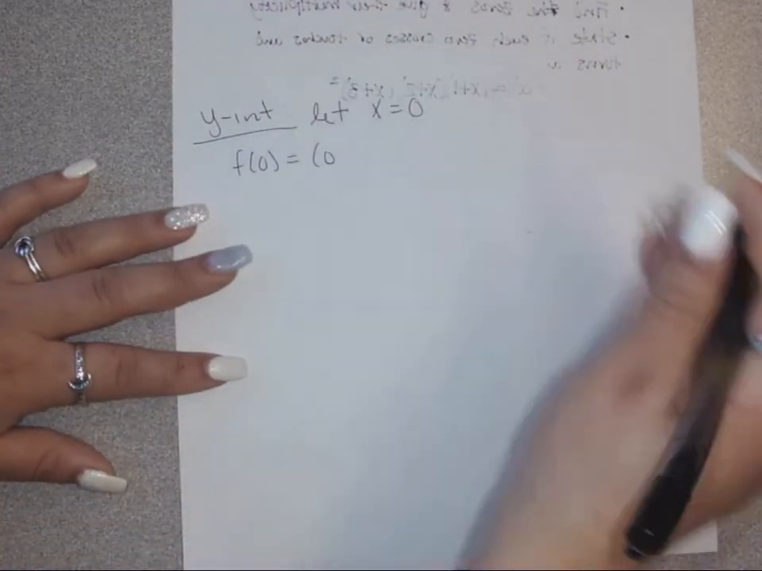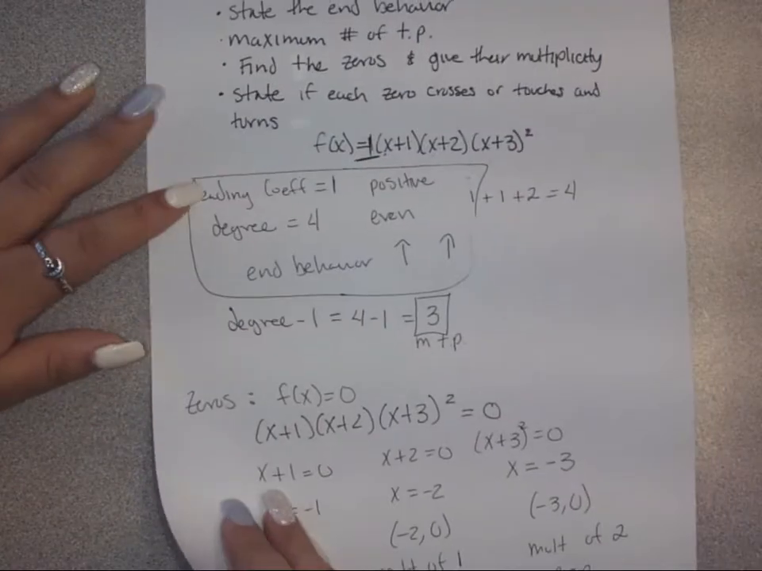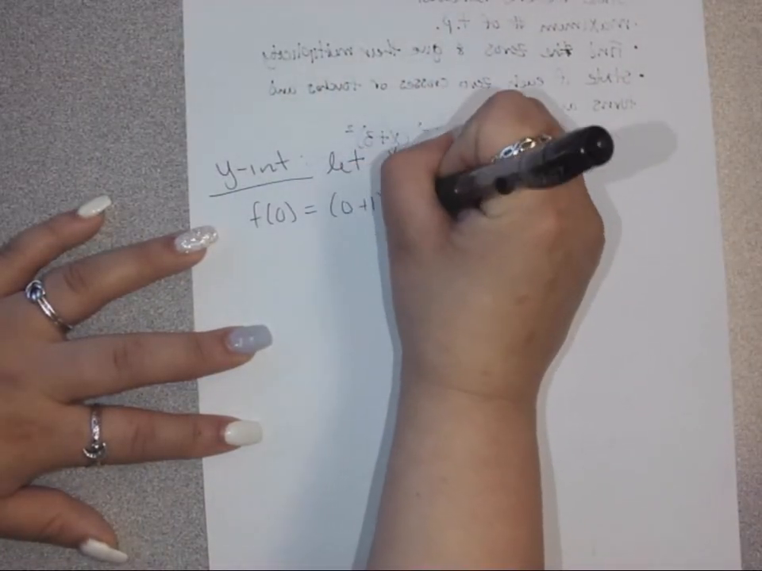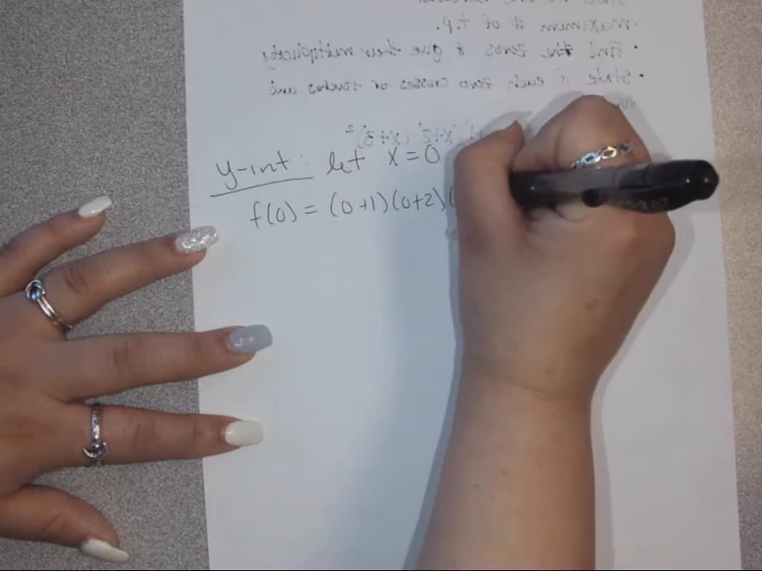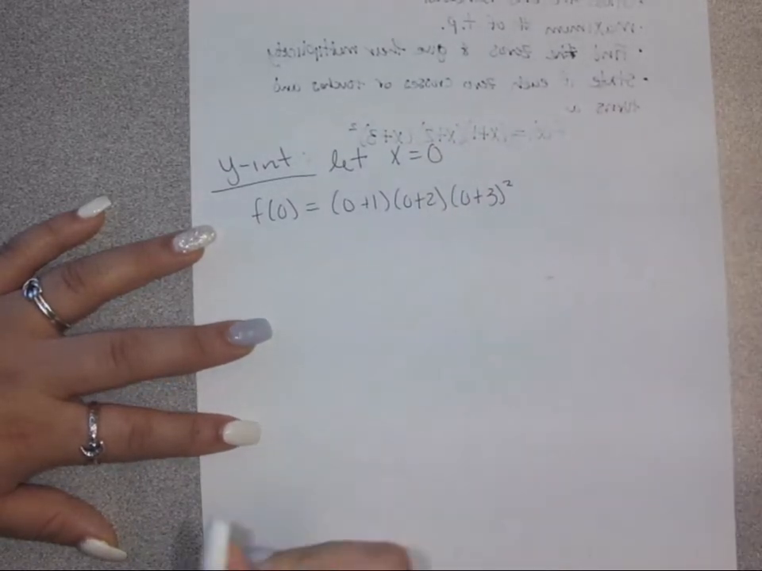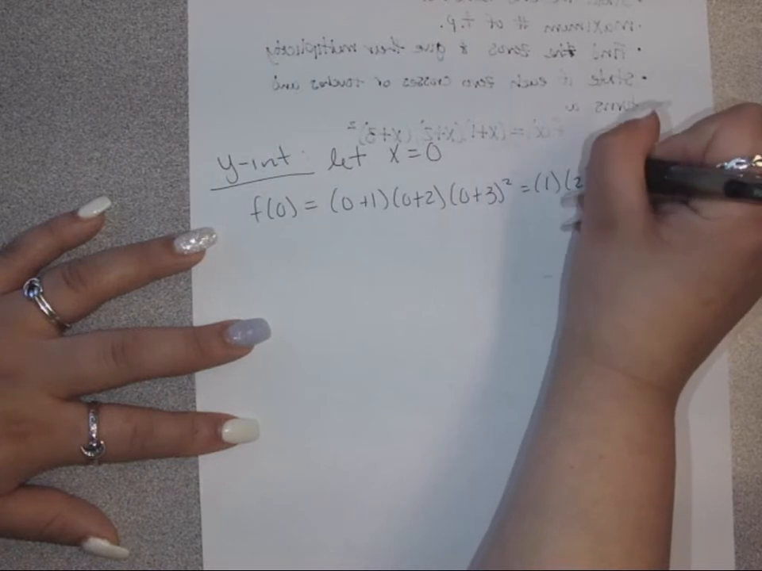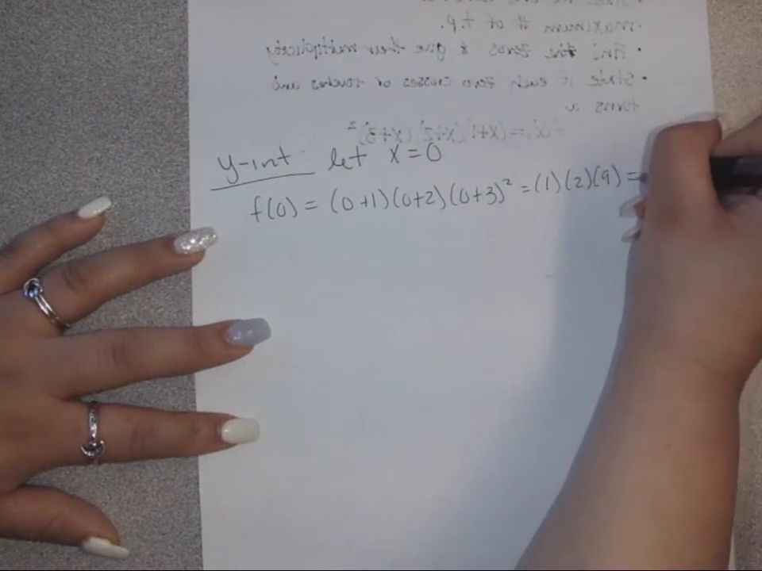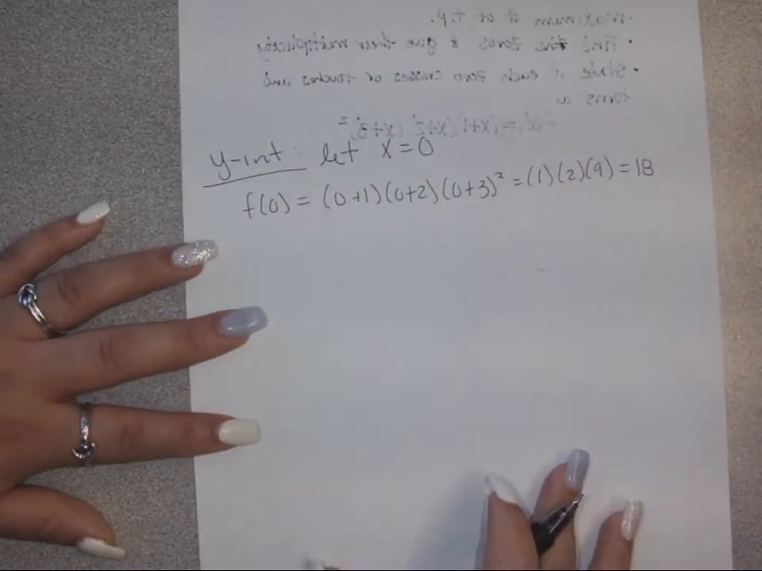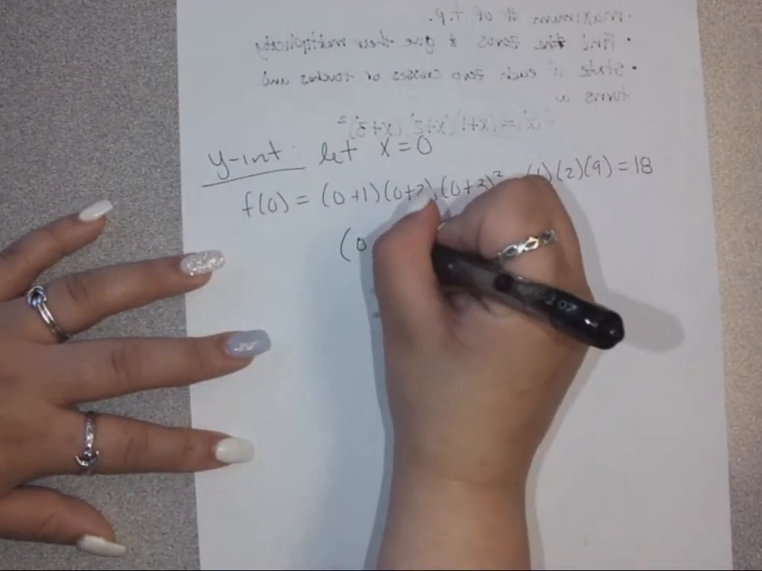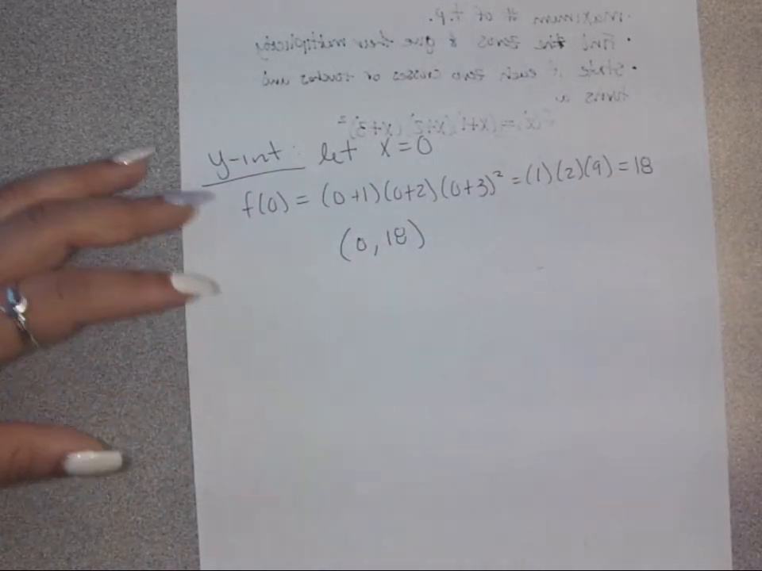So we have 0, and take a look at your function. 0 plus 1, 0 plus 2, 0 plus 3 squared. So we end up with 1 times 2 times 9. So that's how we get 18. So I know my y-intercept, our x is 0 and our y is 18.